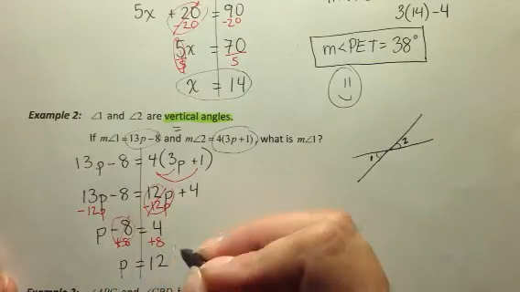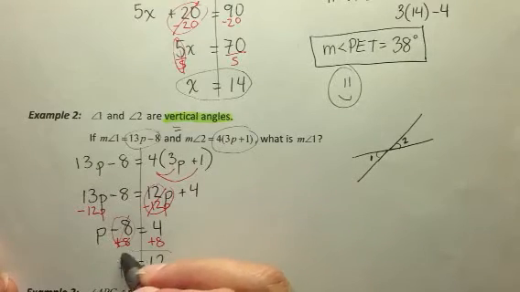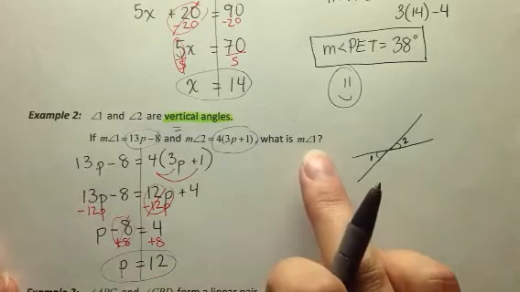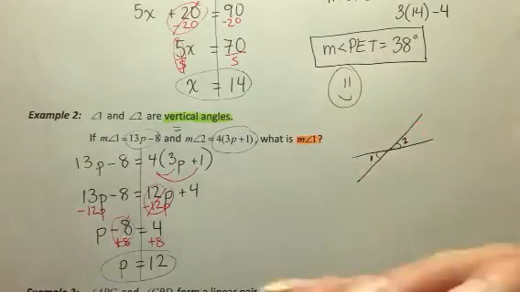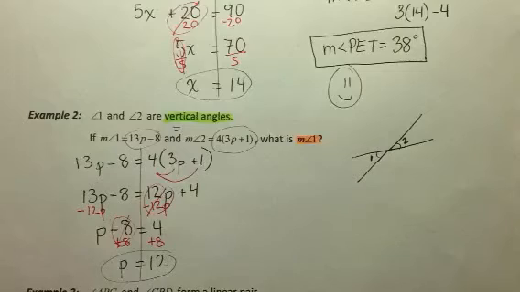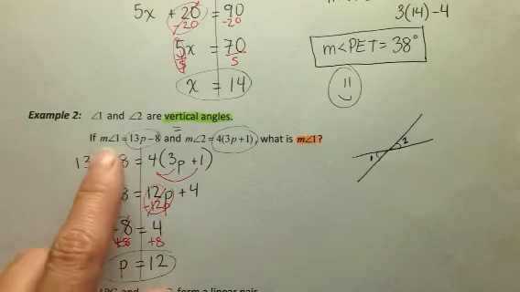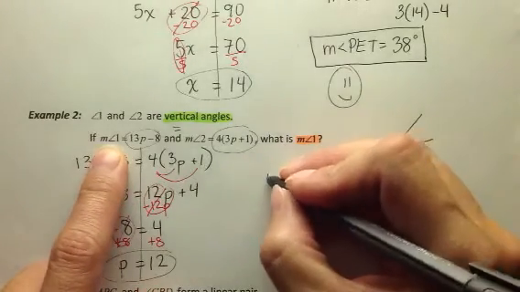And I get 12. So again, make sure we go back and read the question. Oh, they did it to me again. I'm going to have to find the measurement of one of these angles here. So I'm actually not finished yet. Okay, so let's go back, find the measurement of angle 1.